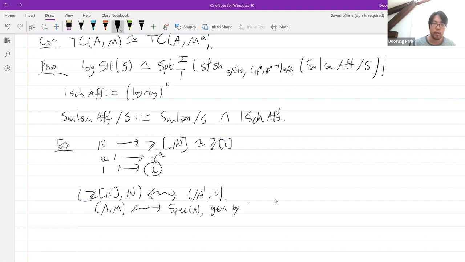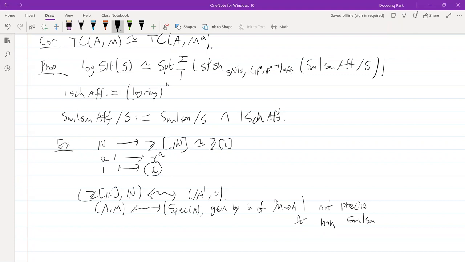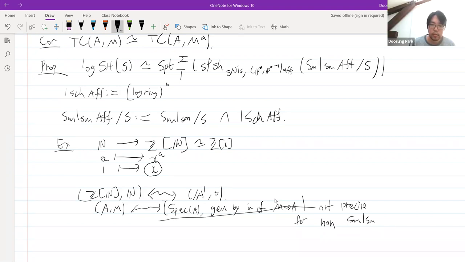the image of M to A. This is not precise if A comma M is not precise. Of course, I only explained smooth log smooth. For non smooth log smooth, this is not correct, but this is correct for smooth log smooth. Okay. What do I mean by that? What do I mean that this is correct for smooth log smooth? This writing is correct.